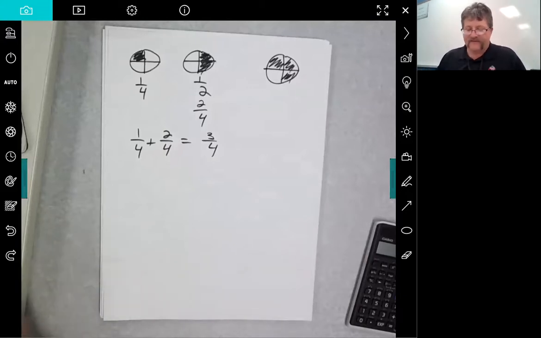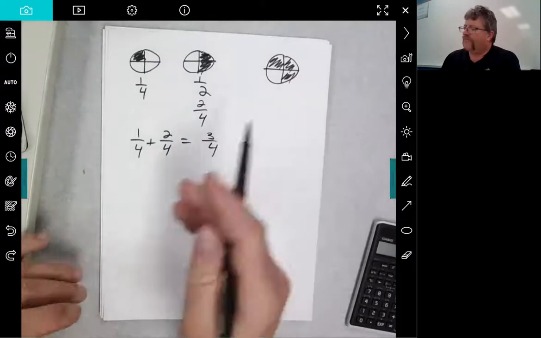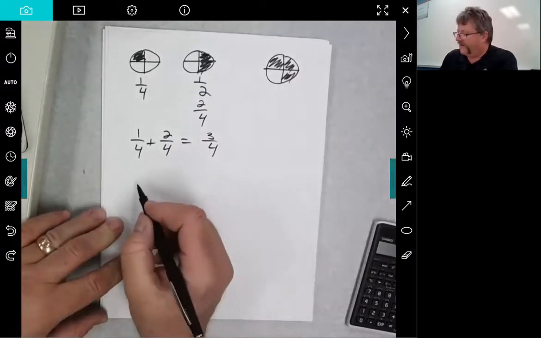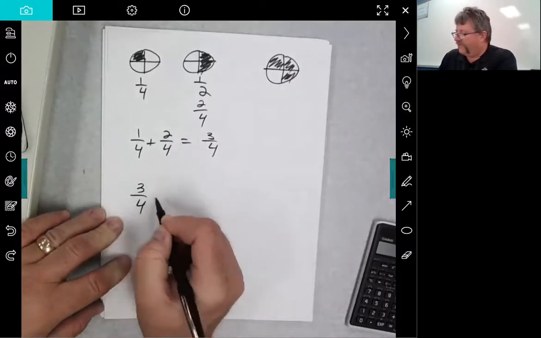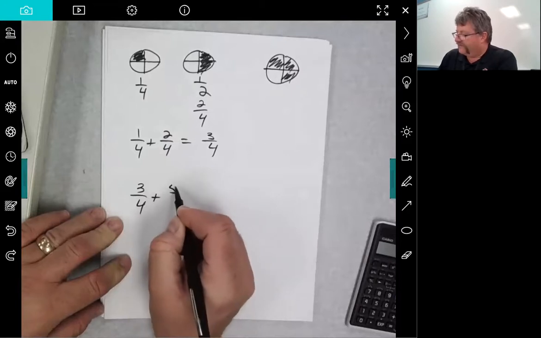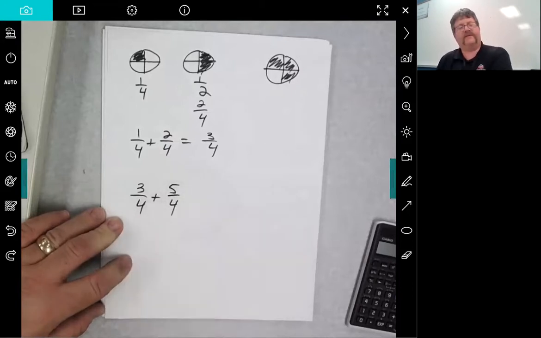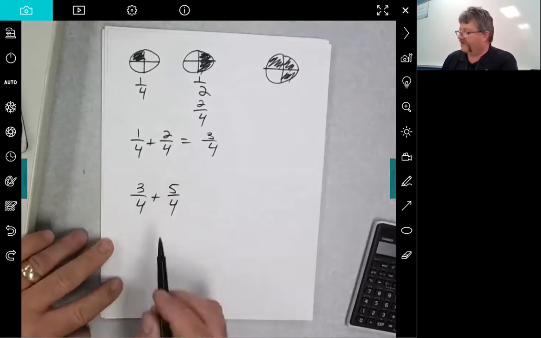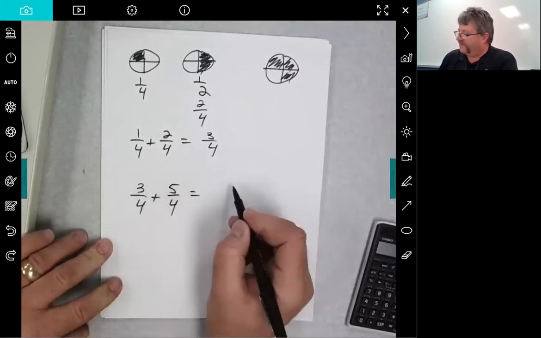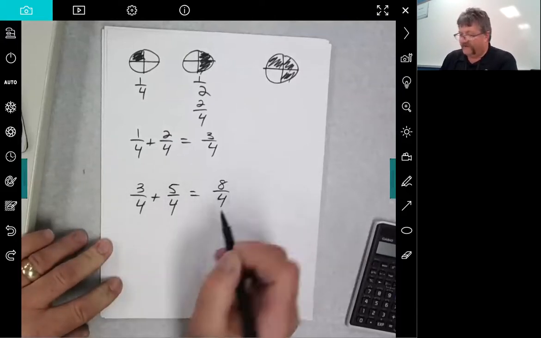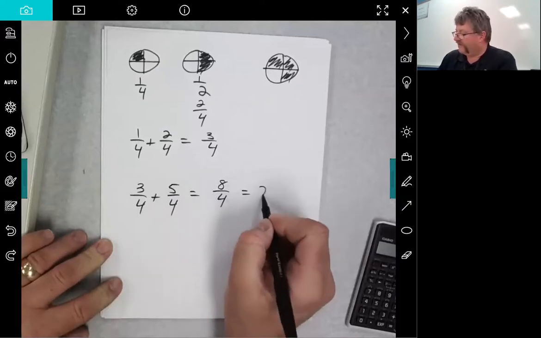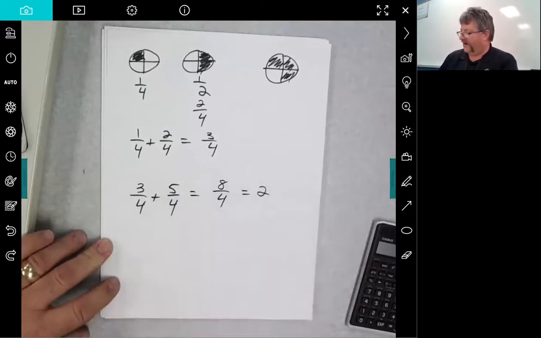We must have a common denominator, and then we simply add the numerators, or subtract if it's a subtraction problem. Now you can get more than one whole pie here. If I have 3/4 plus, well, even 5/4, that's a fine example. That adds another question here. I'm going to just add the numerators and get 8/4, but in this case, 8/4 is just 2, right? So I'm going to get 2 whole pies out of the deal.